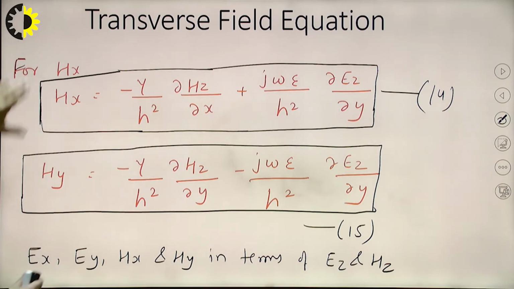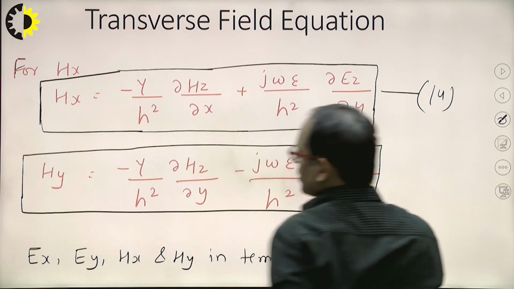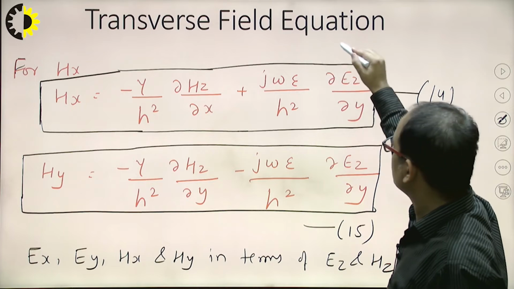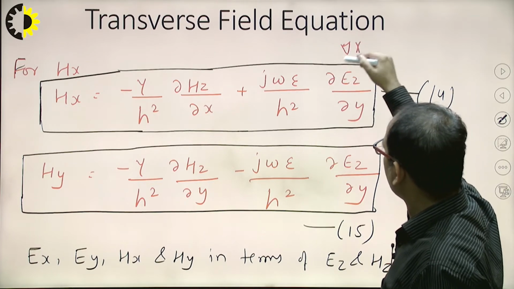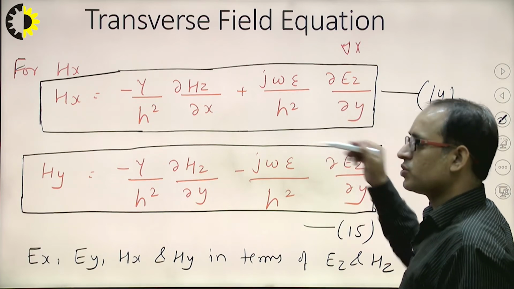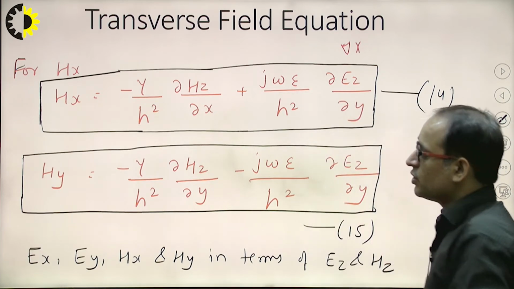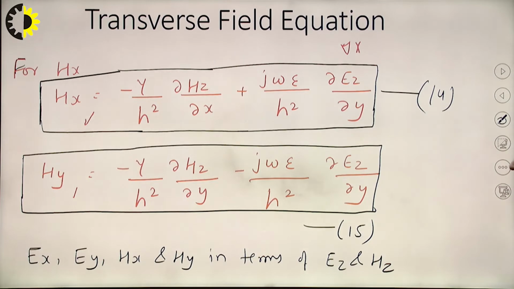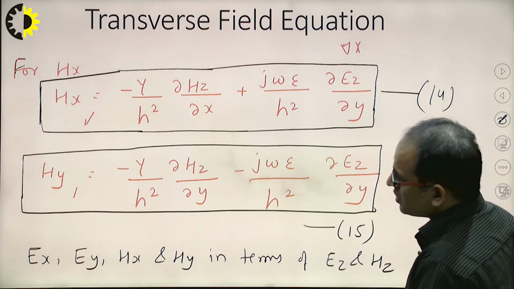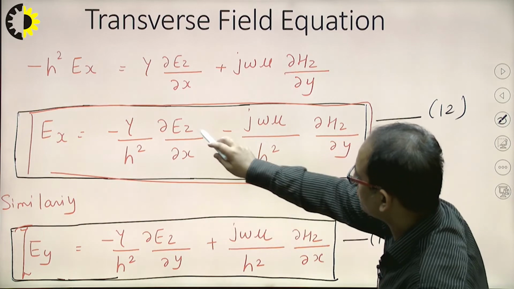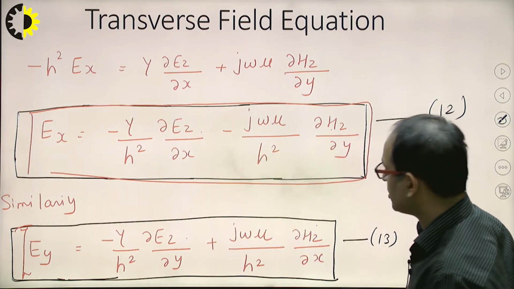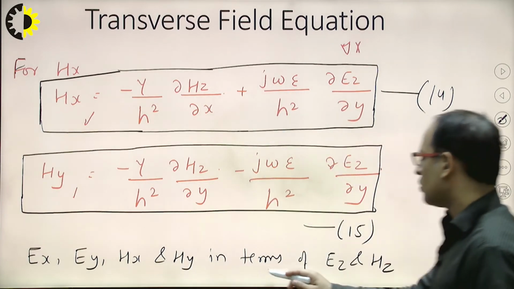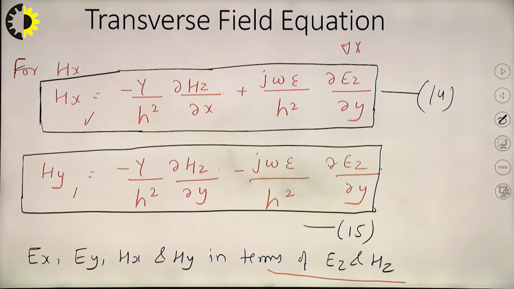Now we will do, how can we calculate Hx and Hy using the second Maxwell equation, and put the value from equation number 6 into equation number 10 and 11. You will get, similarly, Hx will be this one and Hy will be this one. Now see, all these terms are in terms of Ez and Hz, in the Z direction. Now Ex, Ey, Hx, Hy are all in terms of Ez and Hz only.